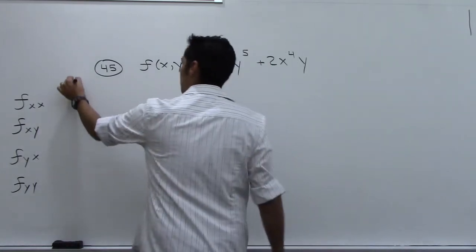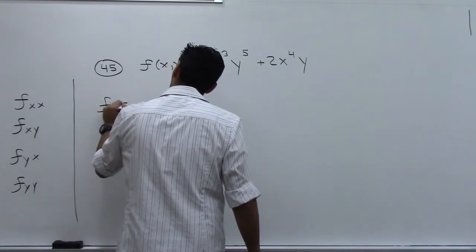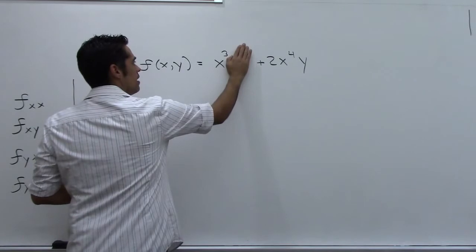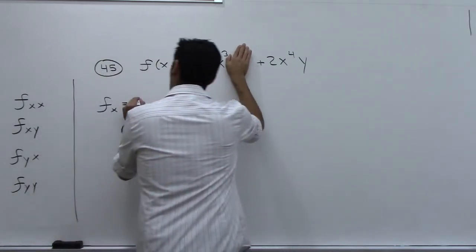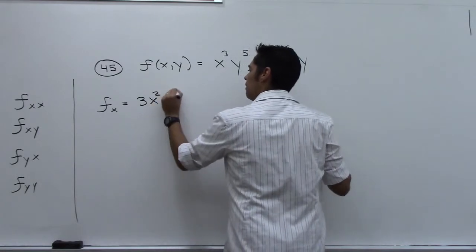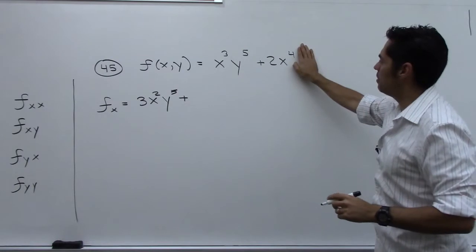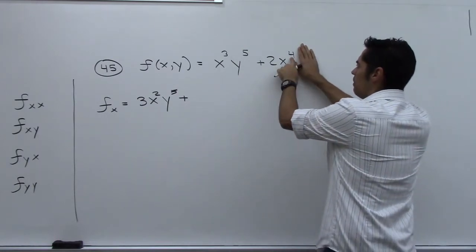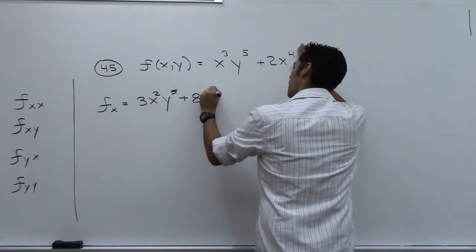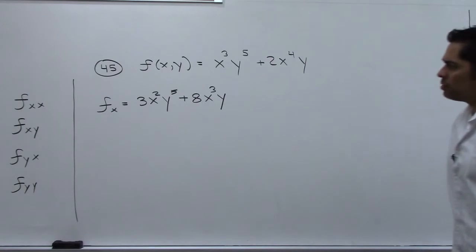So let me start off by first finding out what's the partial of f with respect to x. I'm going to treat all my y's like constants. That's a constant, cover it up. Derivative of x cubed is 3x squared. And then bring the y to the fifth in. Plus, again covering up the y because it's a constant, derivative of 2x to the fourth is 8x cubed. But then we have y still, because it was our constant. So that's our partial with respect to x.